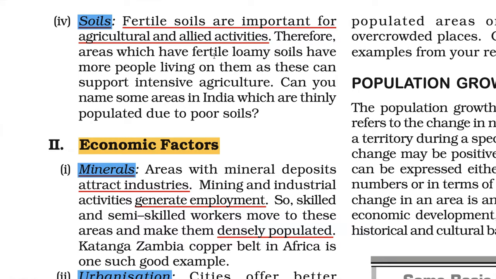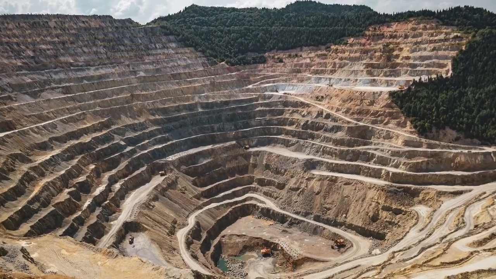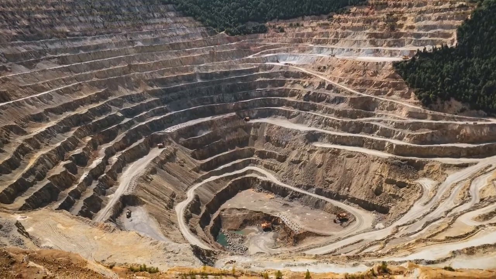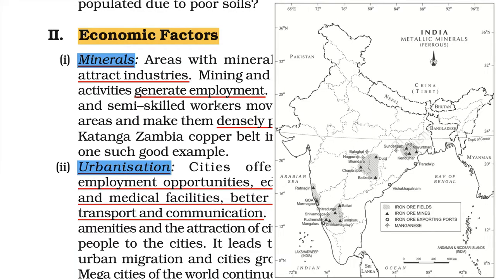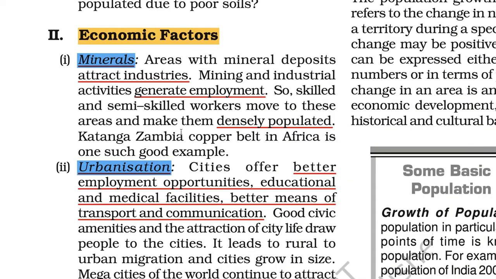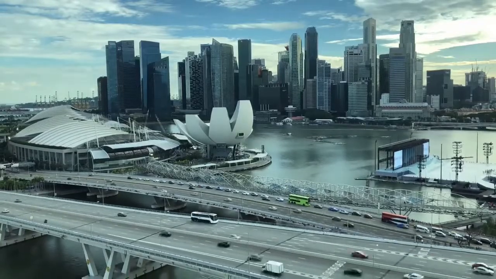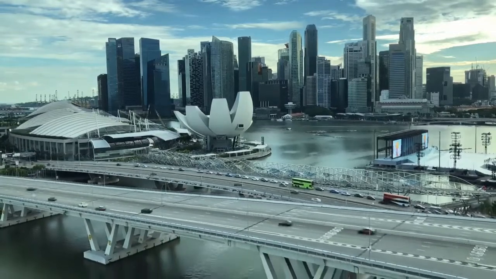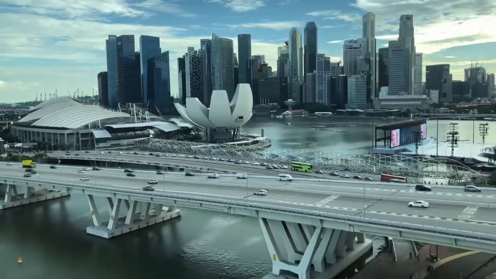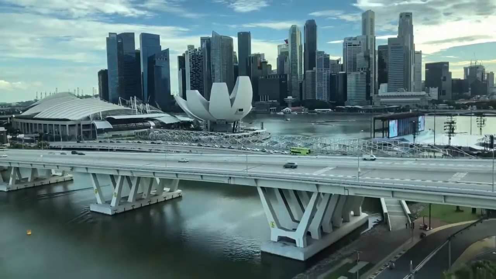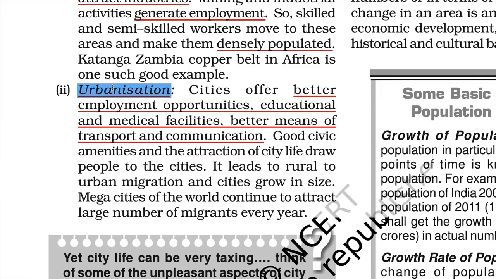The next important factors are economic factors like minerals. Areas rich in mineral deposits attract industries, which in turn attract skilled and semi-skilled workers. Regions of West Bengal, Jharkhand, Odisha are densely populated because of this reason. Next point is urbanization. What is urbanization? It simply refers to the population shift from rural to urban areas. India is urbanizing at a rapid rate, mainly due to rural to urban migration, because cities offer better employment opportunities, educational and medical facilities, transport and communication facilities.